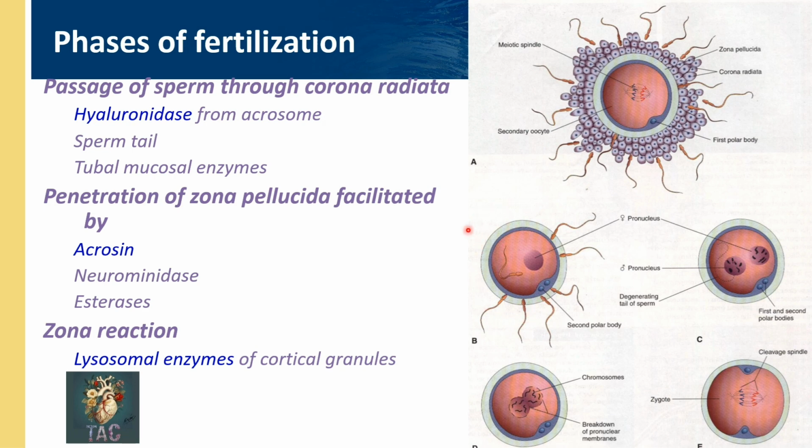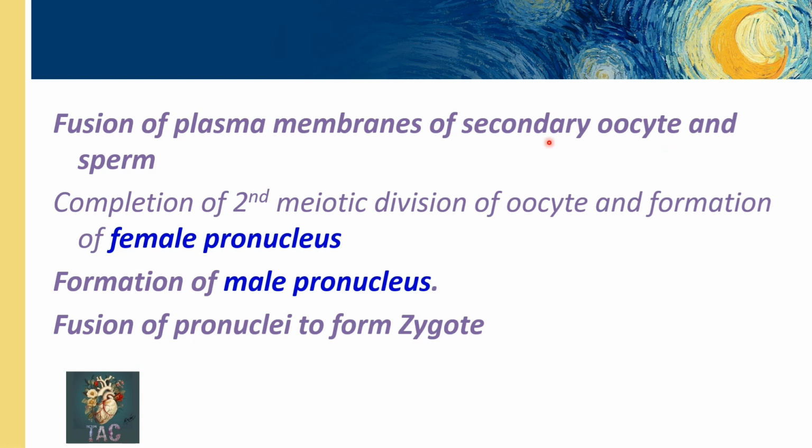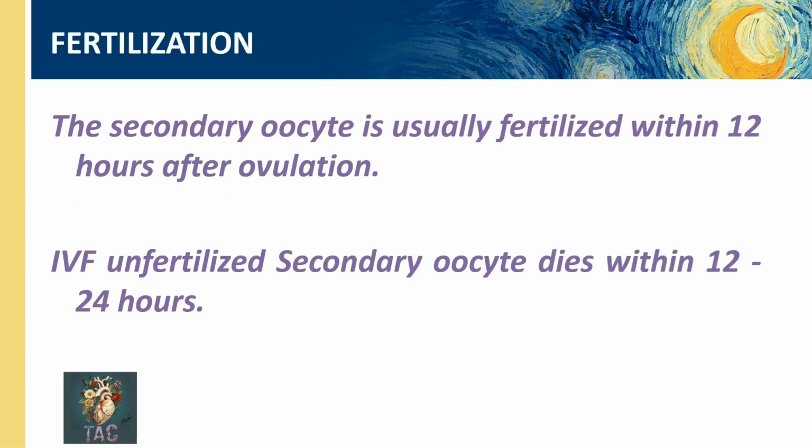to other spermatozoa. With fusion of the plasma membranes of the secondary oocyte and sperm, there is completion of the second meiotic division of the oocyte and formation of the female pronucleus. At the same time, the male pronucleus is also formed, and these nuclei fuse to form the zygote. The secondary oocyte is usually fertilized within 12 hours after ovulation. In vitro, the unfertilized secondary oocyte dies within 12 to 24 hours.